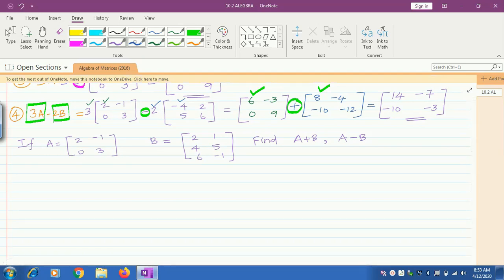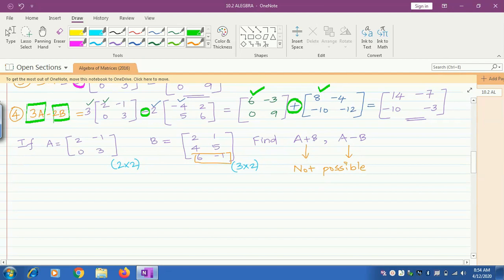So how will you find the solution? Before going to the solution, we have to check the order. What is the order of this matrix? 2 cross 2. What is the order of this matrix? Here you have 3 rows and 2 columns. So you cannot add. You can add this, but here you have an extra 1 row. We cannot calculate the sum and the difference. So it is not possible. So this is the example for the not possible case.